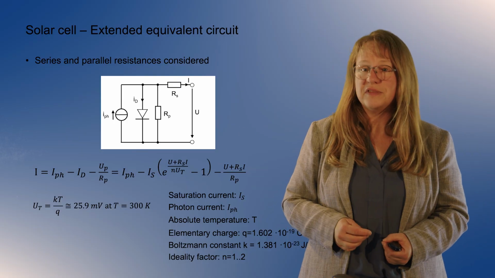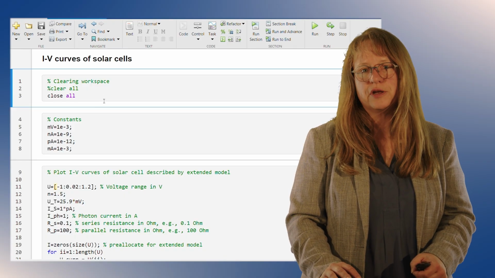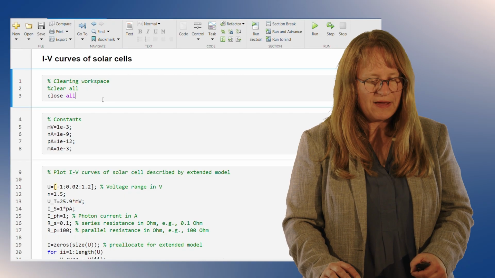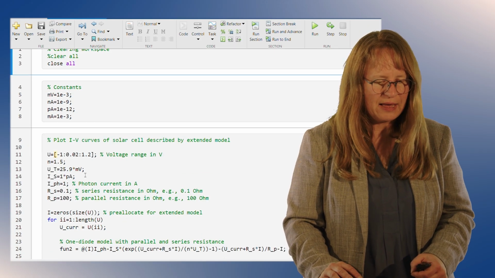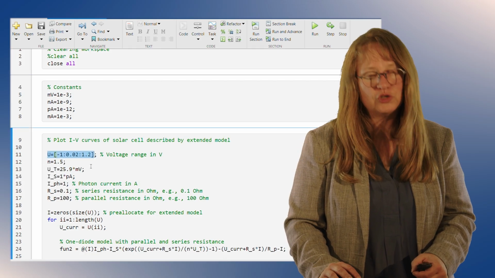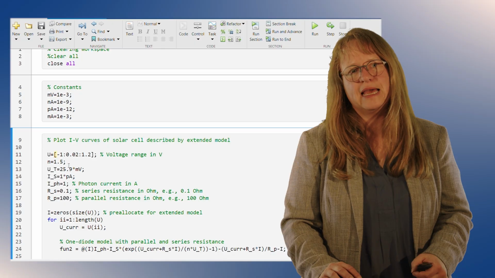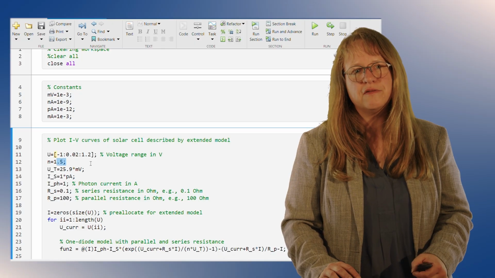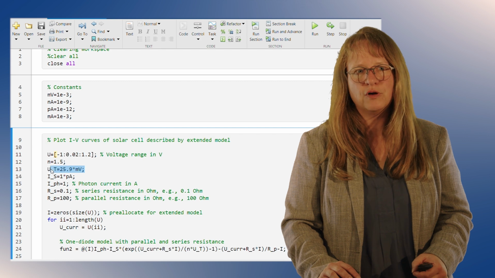So let's look at how this is implemented in MATLAB. Here we have the MATLAB script to calculate the IV curve for the extended model. I'm again calculating for voltage values from -1 volt to 1.2 volts. Here I again have the ideality factor of 1.5 and the temperature voltage of 25.9 millivolts.